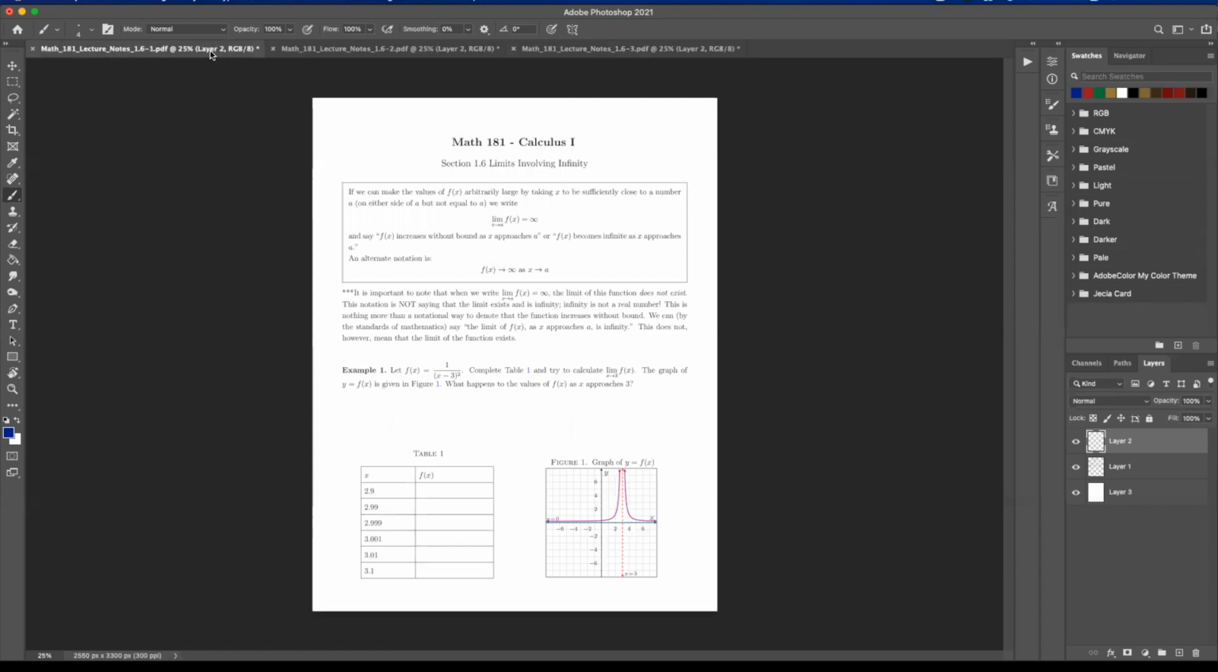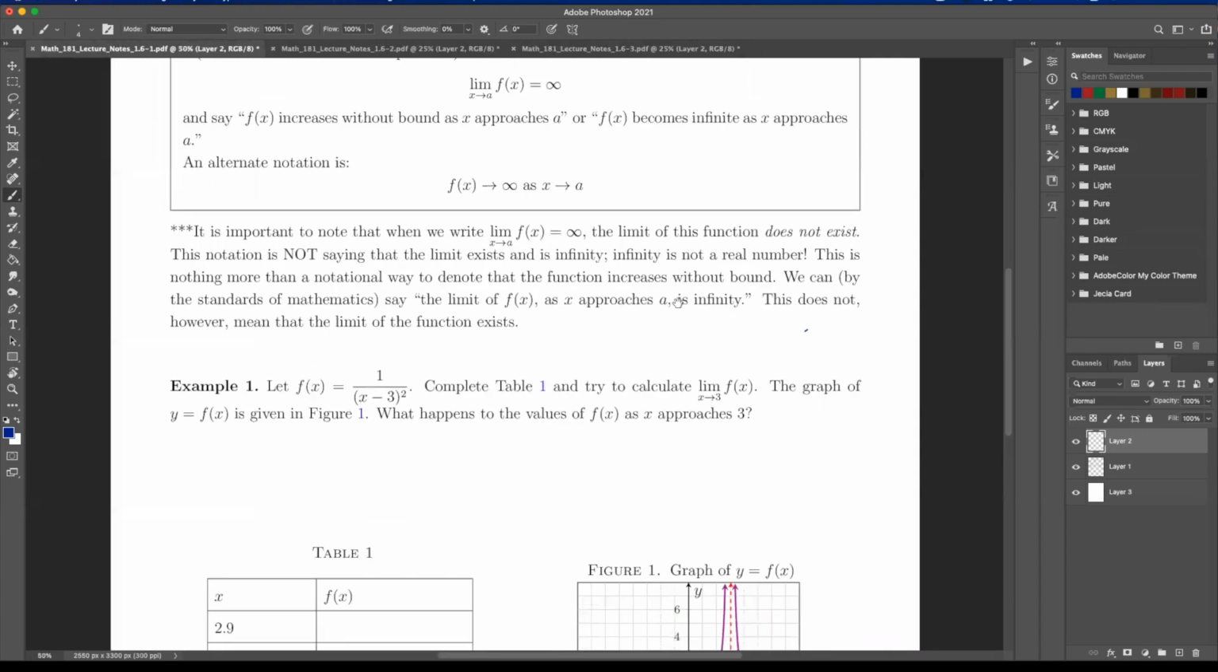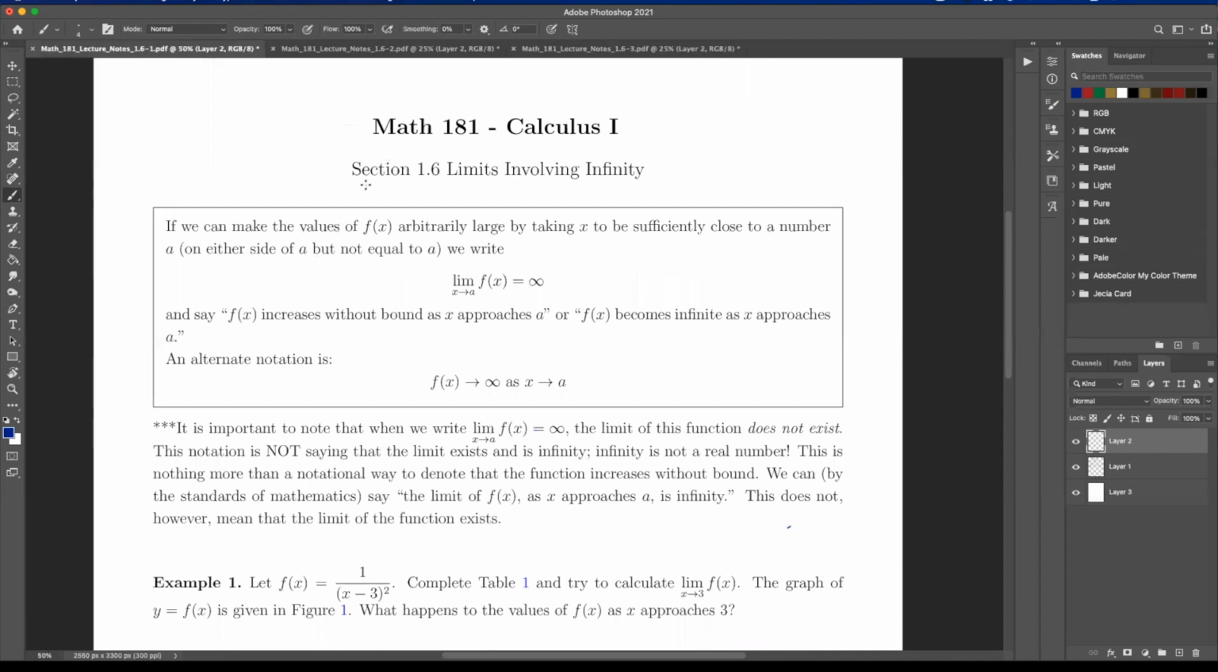All right, so let's talk about limits involving infinities. Let's go ahead and do this. Limit involving infinity: if we can make values of f of x arbitrarily large as x becomes sufficiently close to a number a on either side, but not equal to a, we write this.